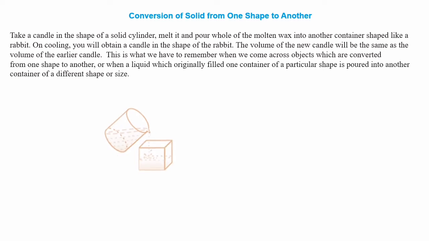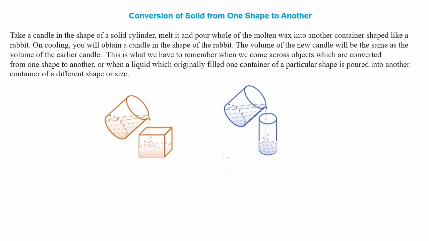For example, here you can see this is a glass of water and we are pouring it into a cubical shaped container. Whatever water was there in the cylindrical shape, the shape of the water was cylindrical. And when the same quantity of water comes into a cubical shaped vessel, the shape of the water will change to cube. So the volume of the water remains the same from one shape to another shape. Even though the shapes are different, the volume remains the same.